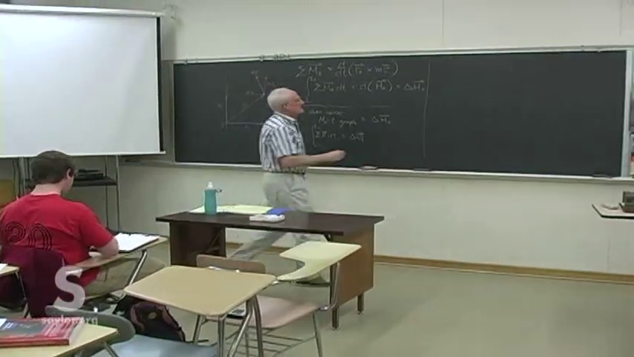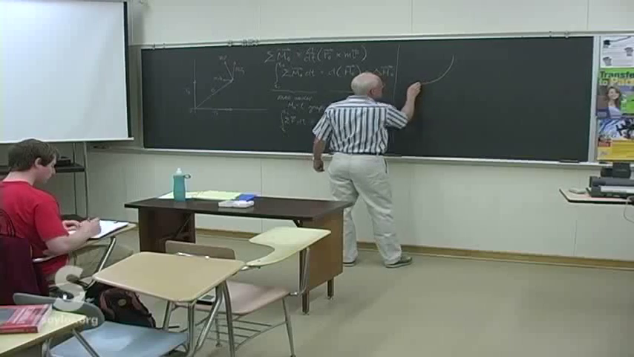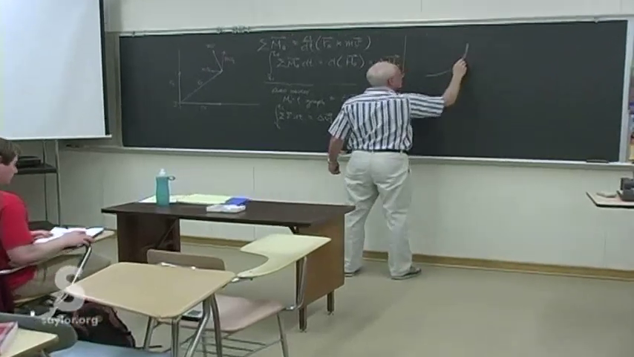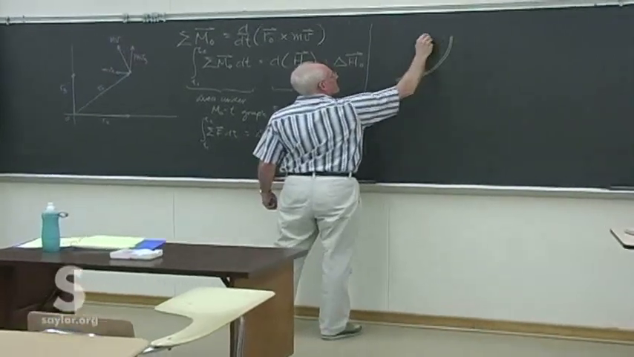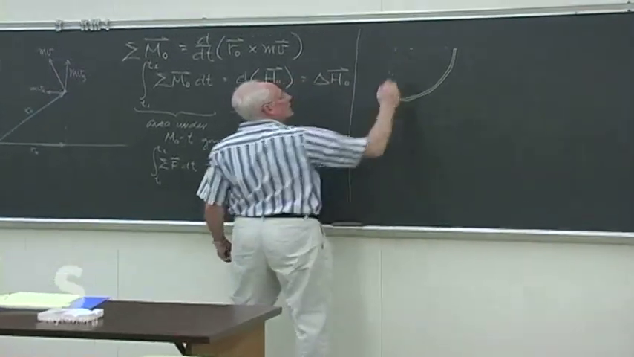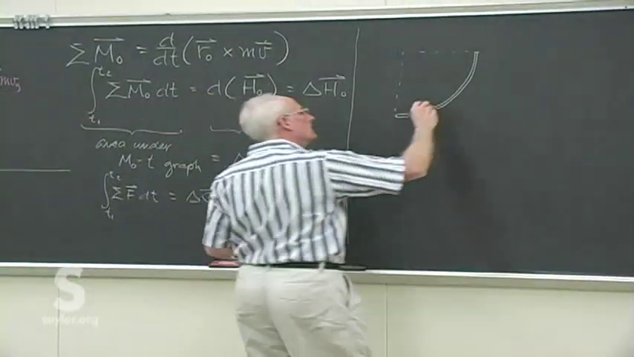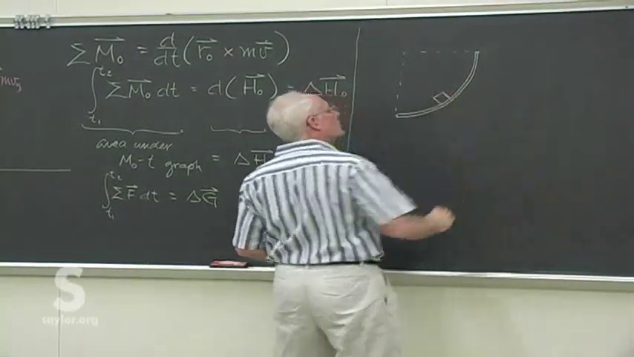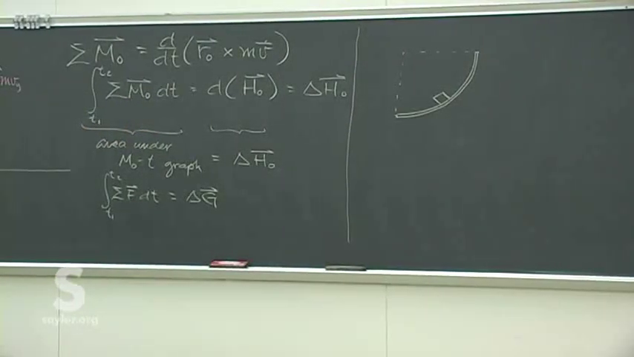So let's imagine a problem. We have a circular track, one quarter of that circular track, and a crate is sliding down that track. Something like UPS or FedEx might have to worry about if you ever end up designing some of their equipment.